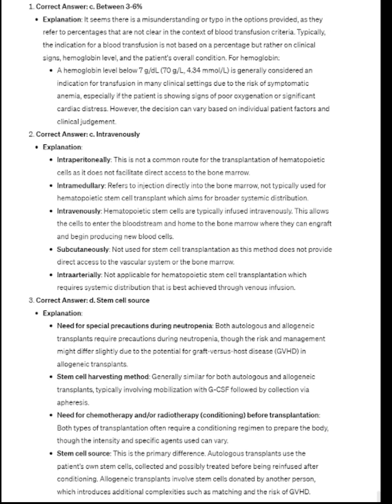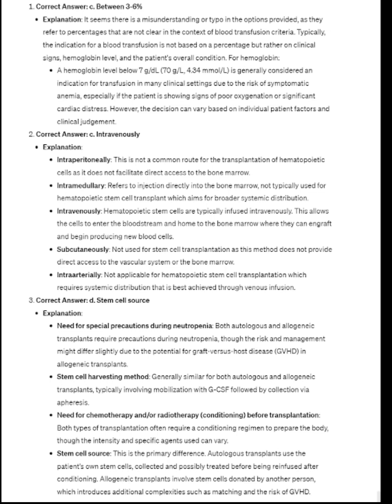For hemoglobin, a level below 7 grams per deciliter, 70 grams per liter, 4.34 millimoles per liter, is generally considered an indication for transfusion in many clinical settings due to the risk of symptomatic anemia, especially if the patient is showing signs of poor oxygenation or significant cardiac distress. However, the decision can vary based on individual patient factors and clinical judgment.